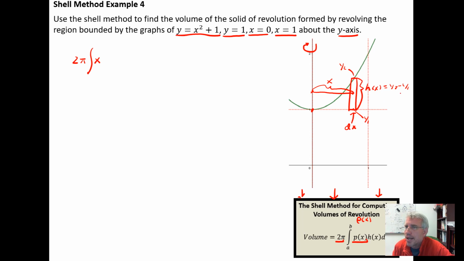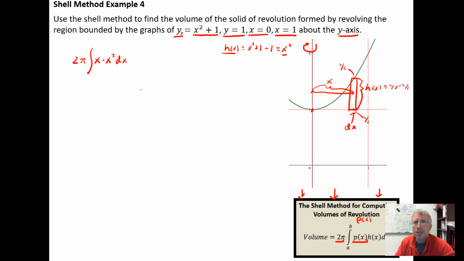But because I have dx slices, I need those described as functions of x. But we have that right here. The upper function, which I labeled as y2, is just x squared plus 1. And the lower function is just y equals 1. So the height, the distance from here to here, that height as a function of x is just going to be the upper function minus the lower function, which is just x squared. So I have 2 pi times radius times height as a function of x, times dx, the width of the cylinder or shell of revolution.